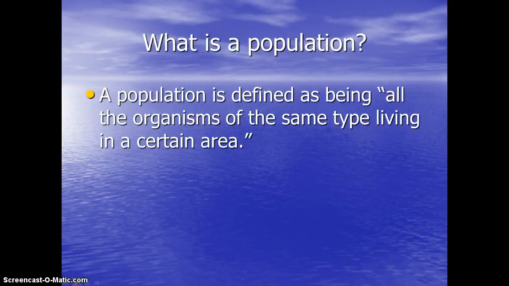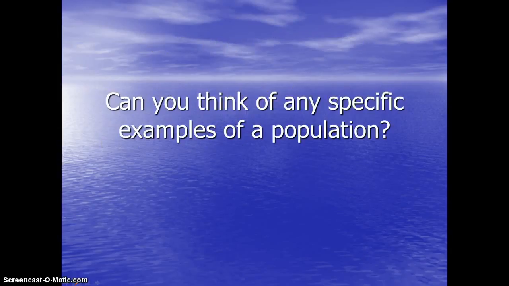We know a population is defined as a specific type of organisms, or organisms of the same species, that are living in a particular area. So, like a population of elk found in Yellowstone National Park, or a population of bison found in the Great Plains. So we're talking about specific species of organisms that are living together in a specific area.